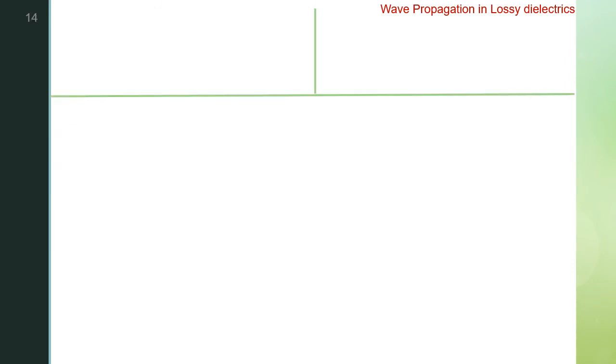So for the propagation constant, we have a real part which is alpha and an imaginary part which is beta. Now we'll try to determine the value of alpha and beta from the expression of gamma square. So gamma square can be written as j omega mu into sigma plus j omega epsilon. So this is the value of gamma square.